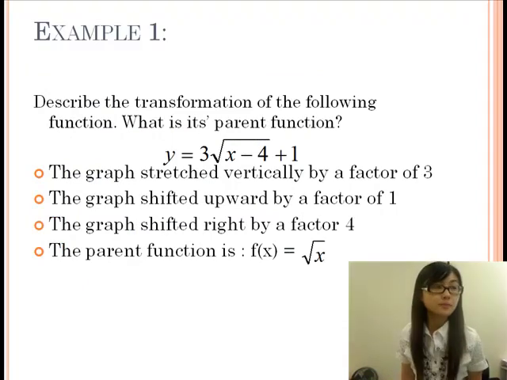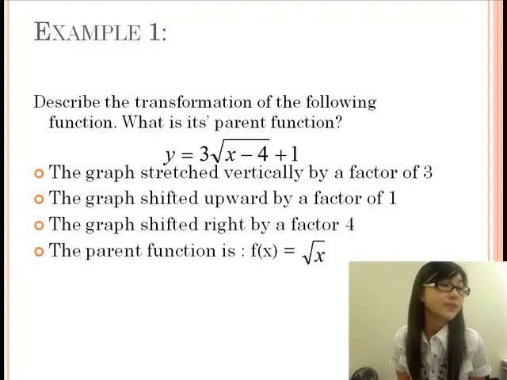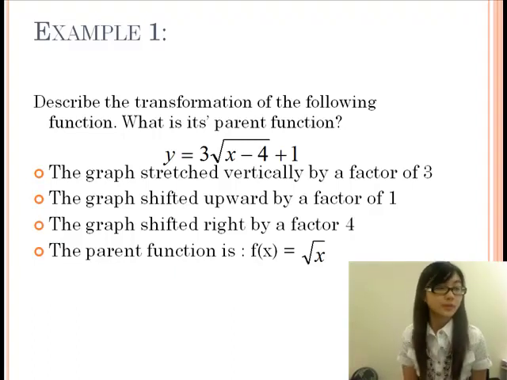Let's look at an example. Describe the following transformation that has been made on the original function, and what is the original function. So we have the function y equals 3 times the root of x minus 4, plus 1. Let's analyze it by looking at every single number first.